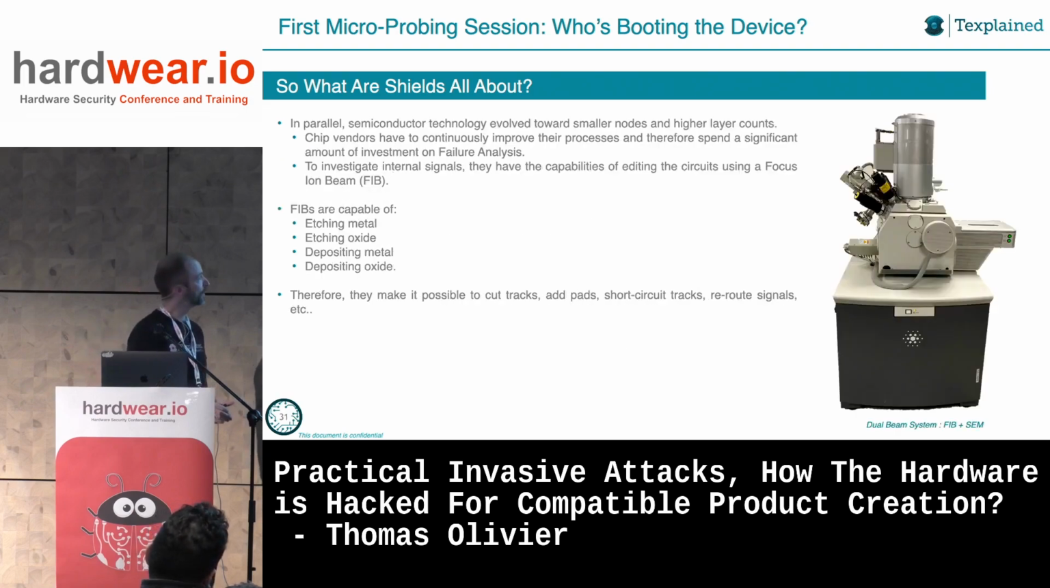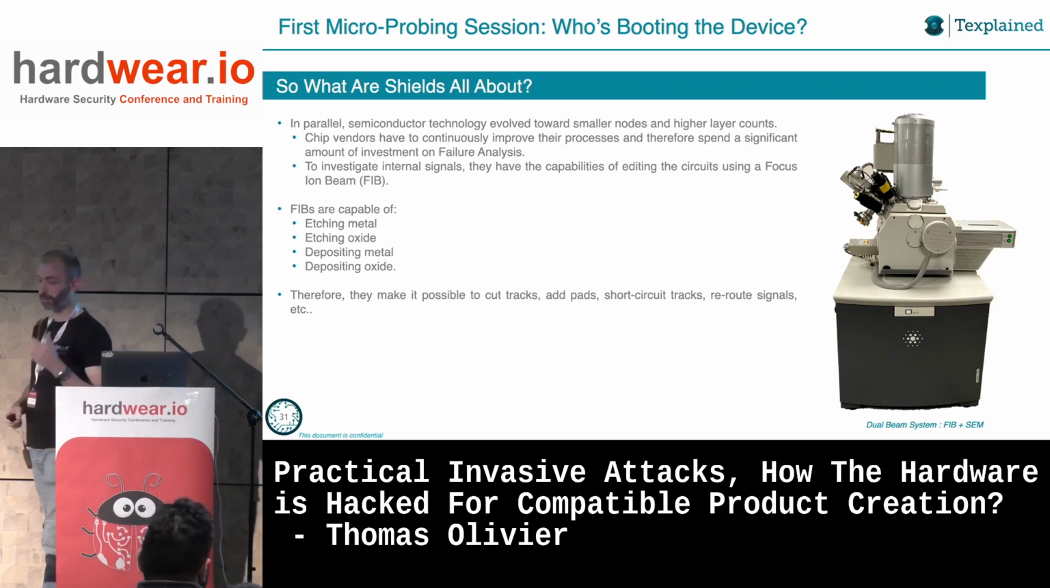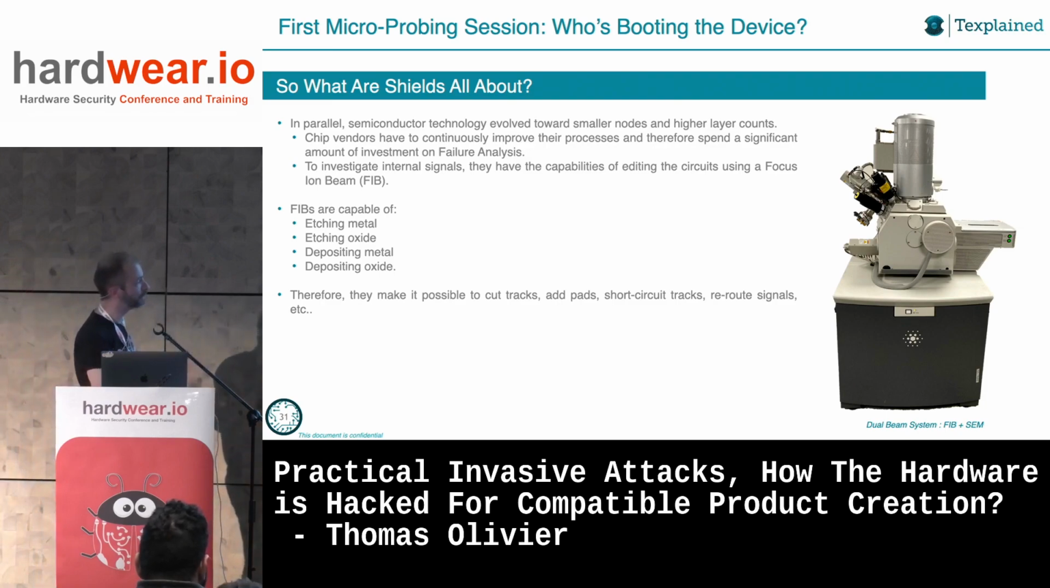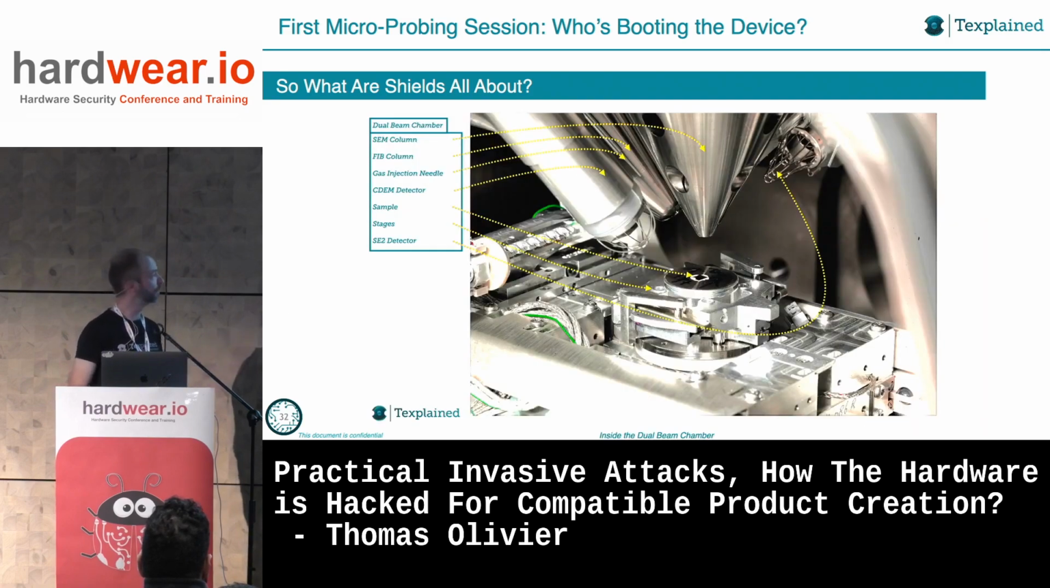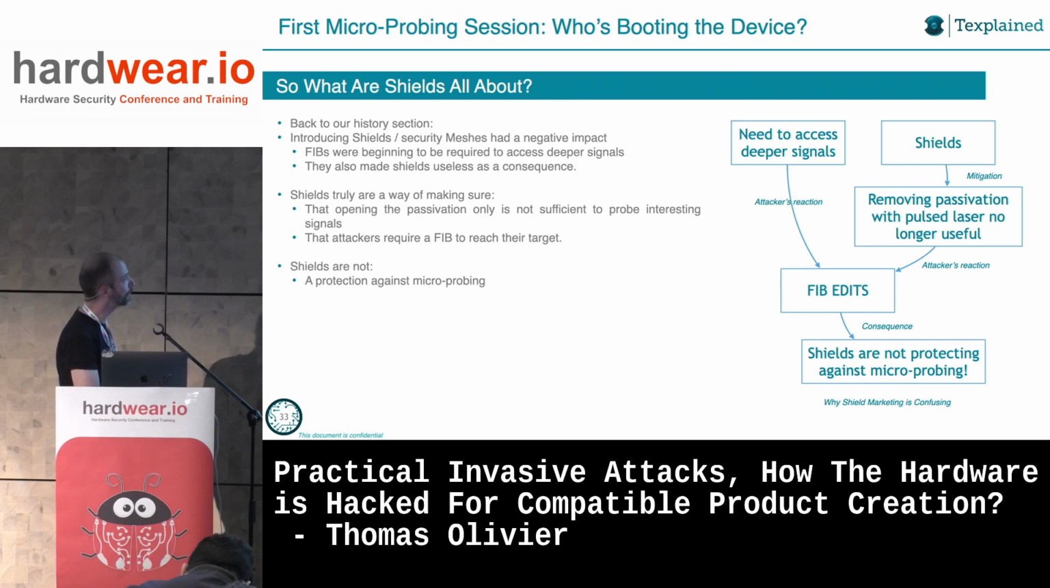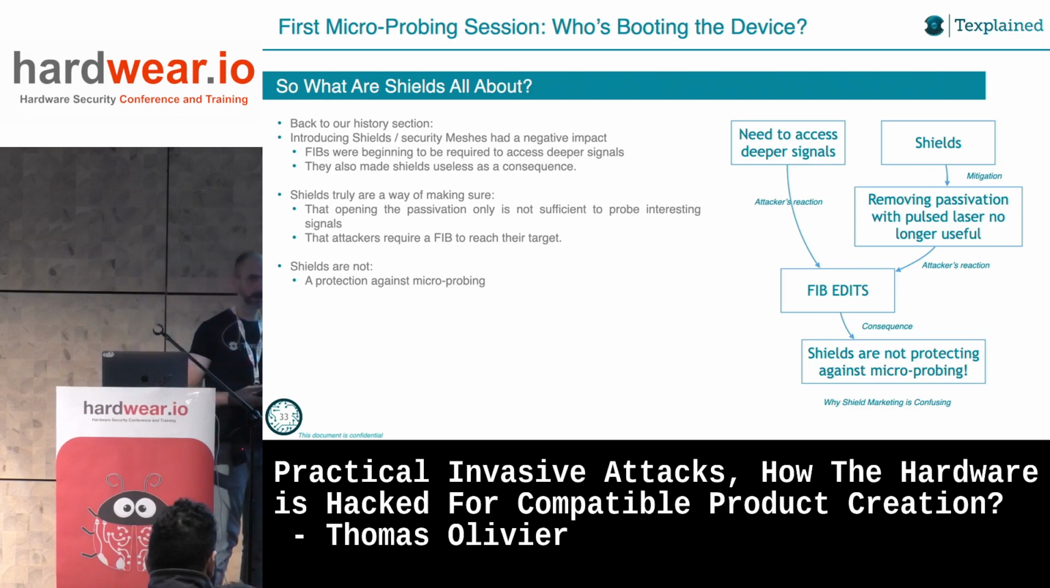But in the process, attackers needed to access deeper signals in the stack of layers of the chip, and they started to use FIBs. That's a FIB. A FIB is capable of removing metal, removing oxide, depositing metal, and depositing oxide. So basically you can reroute circuitry at the nanometer scale, which is fun. That's the inside of a FIB, nothing too special. But because we were now using FIBs, what about shields? You have a tool where you can take the shield and put it somewhere else, and then you can access the signals you want.